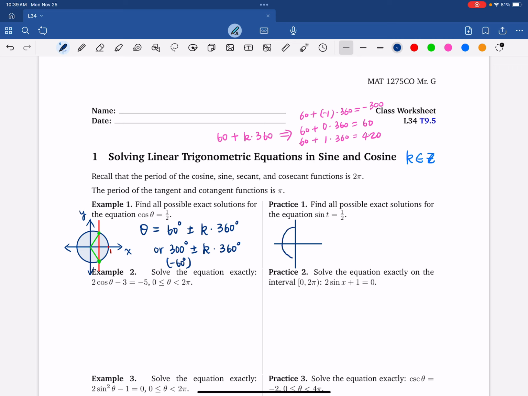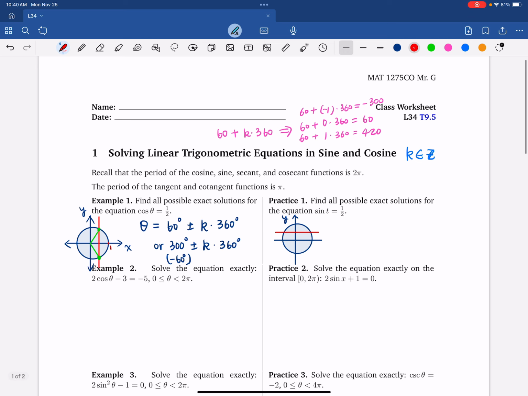Actually, I should do the circle first, but it's okay. So I did a circle, and then you have the coordinate plane. This time is sine. If you remember the unit circle, sine corresponds to the y-axis, the vertical axis, and it's 1/2. So you can draw a line right here passing through 1/2 on the y-axis, and it intersects the circle at these two points.